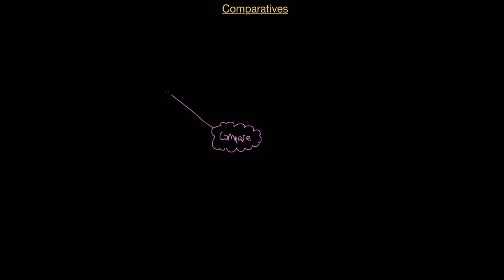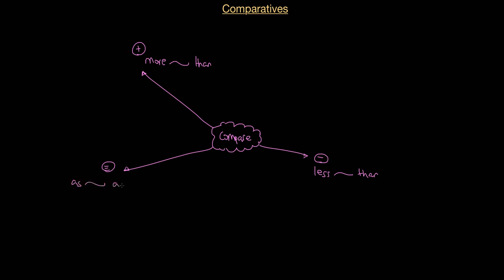So what we're going to learn is how to say that something is more something than something else, okay? More, let's say, more interesting, more exciting. How to say that something is less than something else, and how to say that something is as interesting, as exciting as something else. All right, so this is what we understand as comparing.